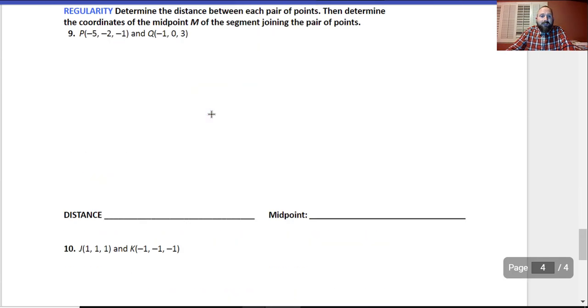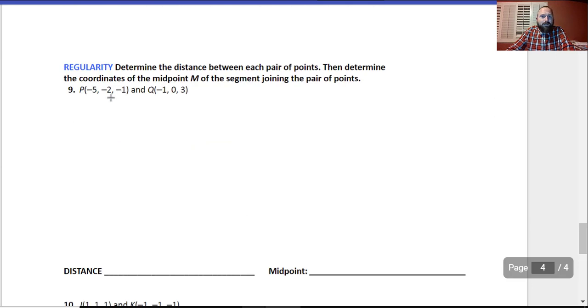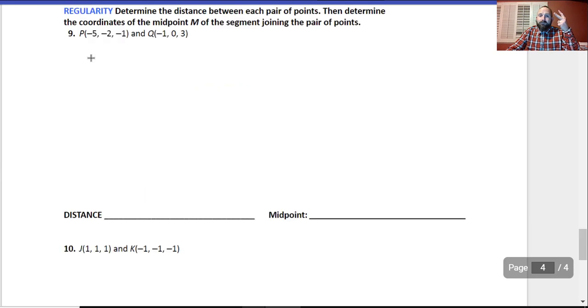And then finally for this one, you have 2 problems. You are going to find, it's actually 4. You're going to find the distance between each point, and you're going to find the midpoint of each point. There's 2 of them, question 9 and 10 right here. So find the distance of each and find the midpoint of each.